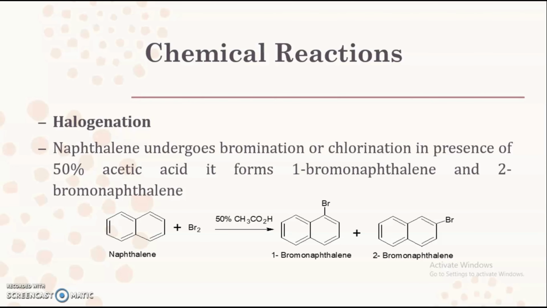As the halogenation reaction is carried out, naphthalene reacts very quickly, due to which, instead of getting a single mono-substituted product, we get a mixture of mono-substituted products. So here naphthalene, when reacted with bromine in presence of 50% acetic acid, is converted into a mixture of 1-bromonaphthalene and 2-bromonaphthalene. So this is about the second chemical reaction, that is halogenation.